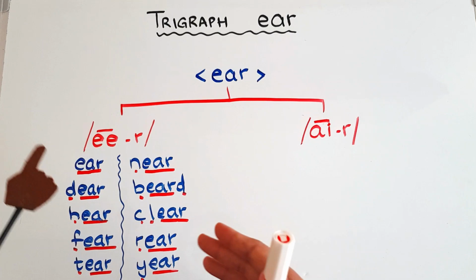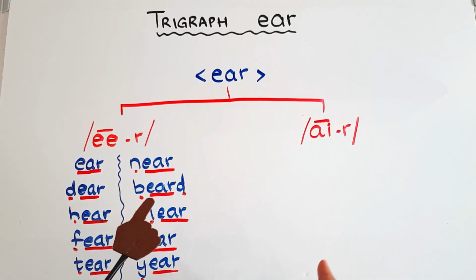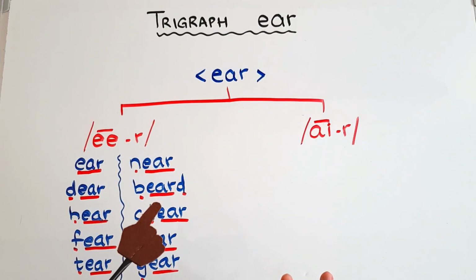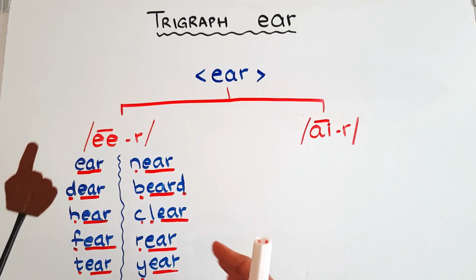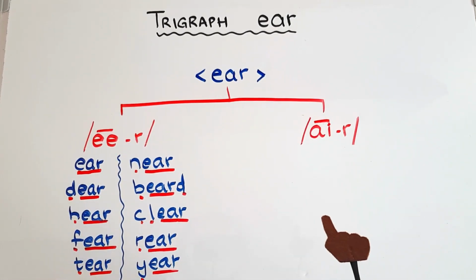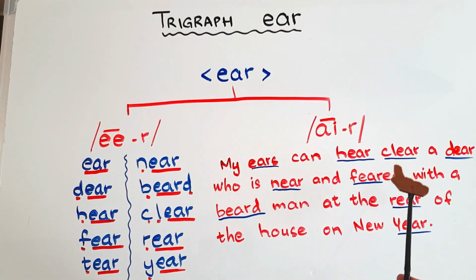Now, how to help children memorize these spellings? So easy. Most of them are rhyming words, and you can make a word list and paste it on any wall. The second thing that you can do for children to help them memorize this, try to use all these words in a silly sentence. For example, my ears can hear clear a deer who is near and feared with a beard man at the rear of the house on New Year.